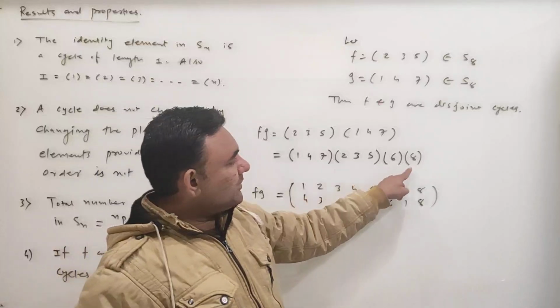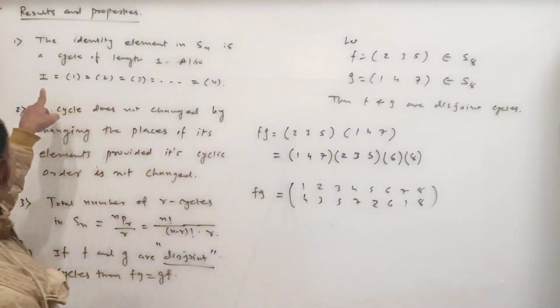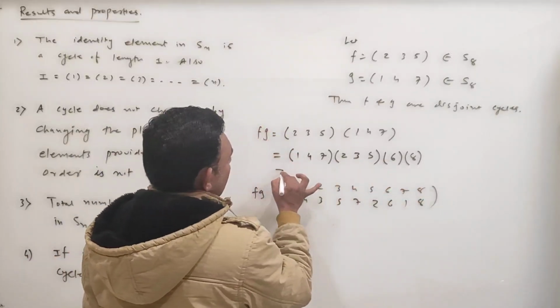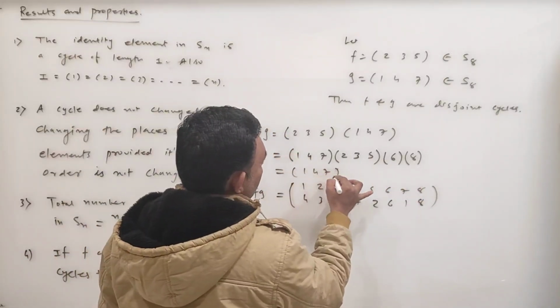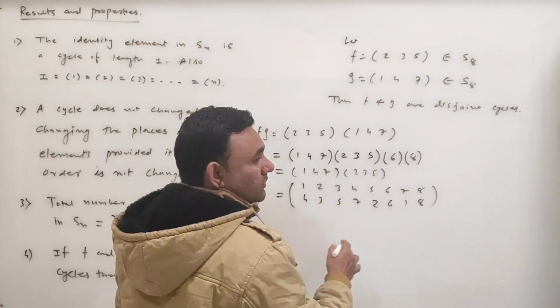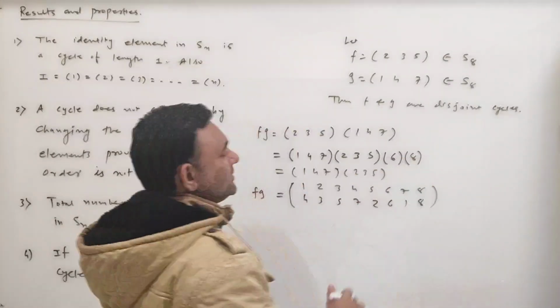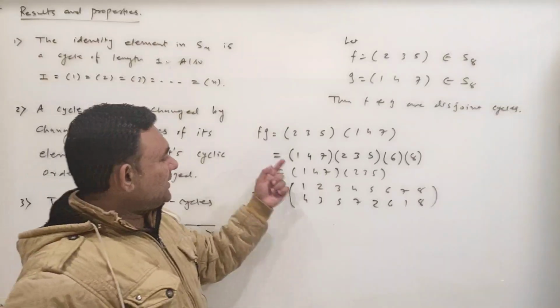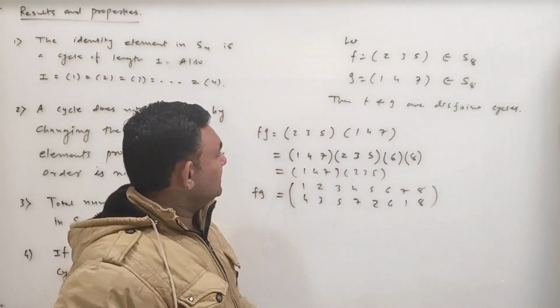But these two things represent the identity, as we noted in the first remark. So no need to write these two things. So we can write only (1 4 7)(2 3 5). We can omit 6 and 8 because they represent the identity. So f and g is a product of two cycles.